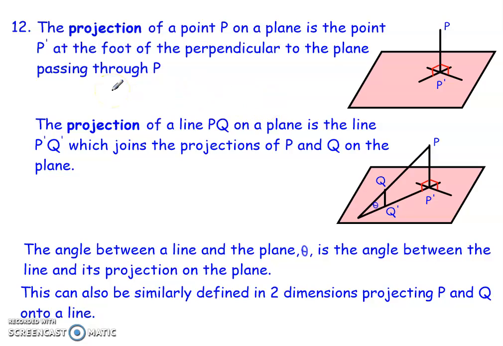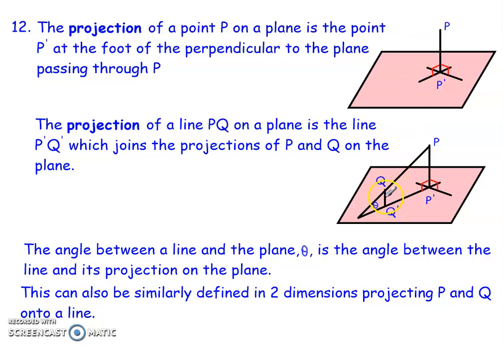Number 12 that I want to remind you of is what's called the projection of a point P on a plane. Now this is denoted by P dashed, and it's at the foot of the perpendicular to the plane passing through P. That sounds like a lot of jargon, but essentially, if we take a point P and imagine we've got a plane below it, and we are projecting that point down onto the plane, the point where it meets that plane is called P dashed, and is perpendicular. If we were to draw a line from P dashed to P, it would be perpendicular to that plane itself.